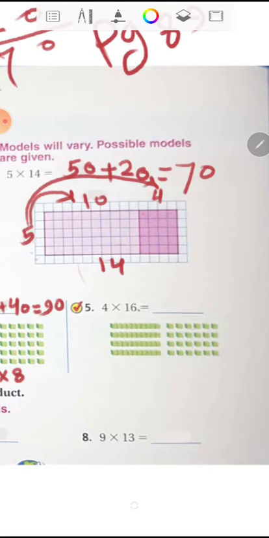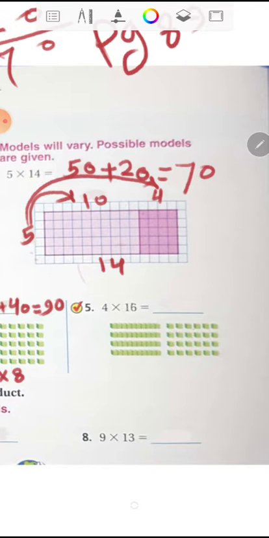4 multiply 16. So I will use base 10 blocks. I will draw 1 long and 6 small cubes, 1 in the tens digit and 6 in the ones digit. And I will repeat this model 4 times. 1, 2, 3, 4 rows.